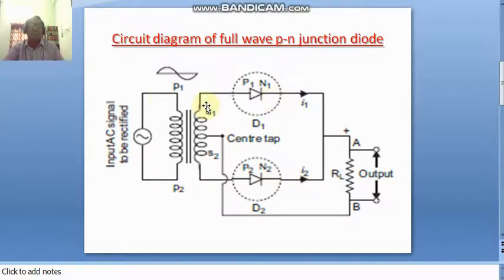Here also, if you observe, alternately the poles are changed, and for the positive peak this is forward bias, and for negative peaks it is reverse bias. Only positive peaks are coming here, only negative peaks are coming here, and both the positive and negative peaks of the I1 current and I2 current are entering into RL. We are taking the output here.